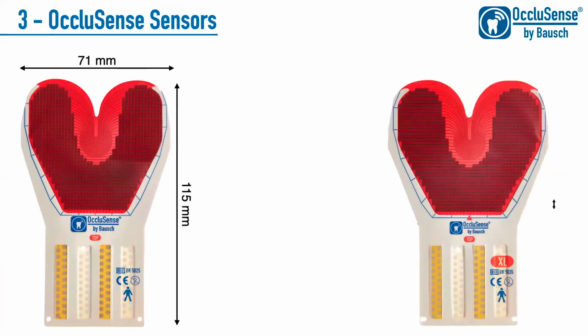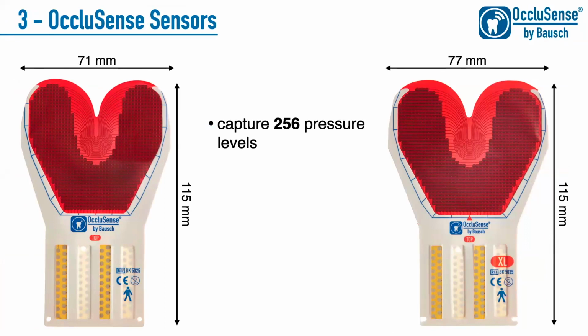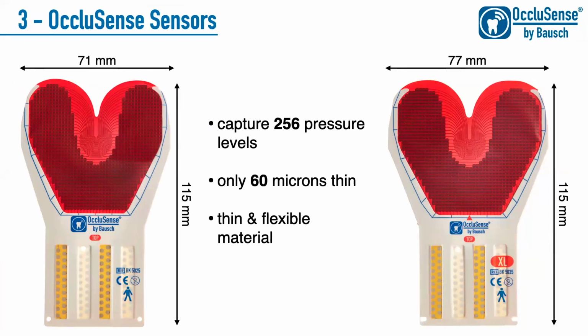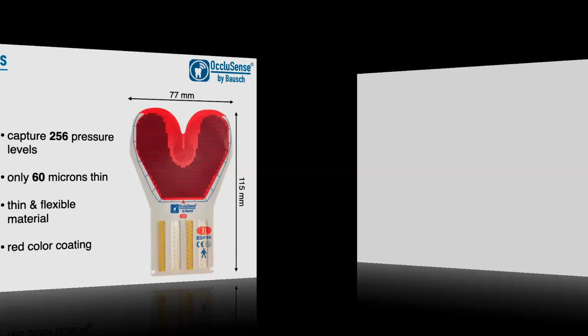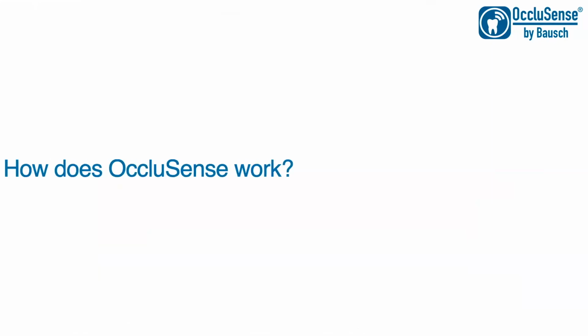So they're highly sensitive, able to detect 256 different pressure levels and still remain 60 microns thin. They're still very thin and flexible in their handling. So they can be very easily inserted into your patient's mouth. And one very extremely important factor to me is the red color coating. So this method of occlusion control, it still leaves marks inside the patient's mouth. And just like the standard occlusion papers, you can use it once and leave all the marks where you need them to be.